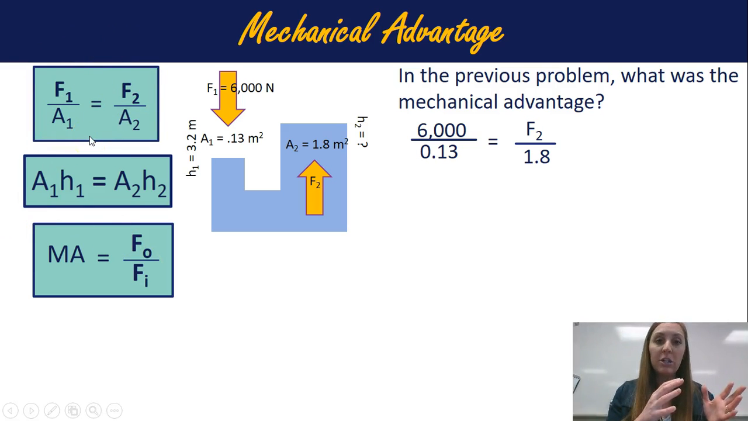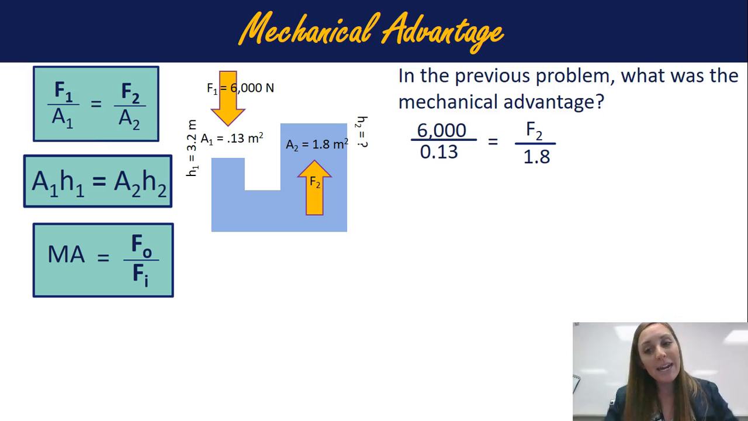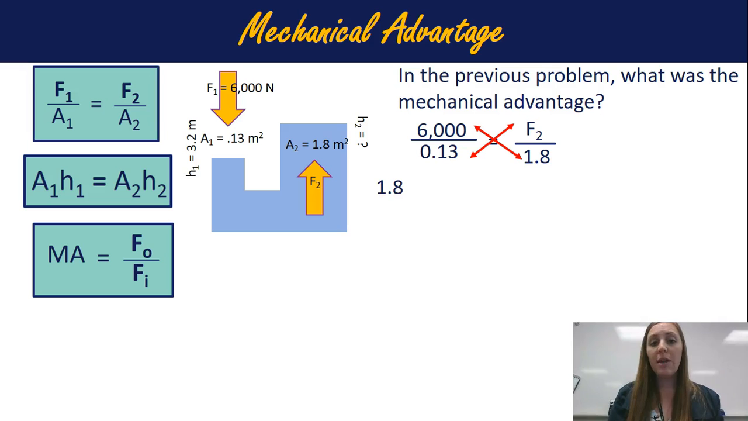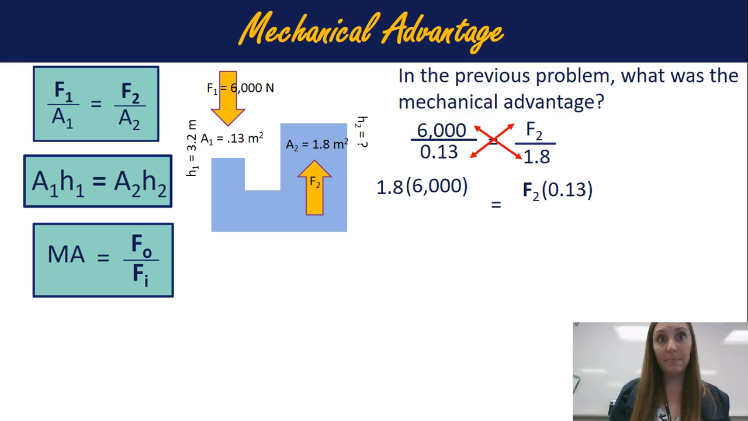I need to solve the top equation to find my output force, so then I can plug it into my mechanical advantage formula. If you have two fractions set equal, always cross multiply. So that's going to leave me 1.8 times 6,000 equals force 2 times 0.13. I know my equal sign is in a little weird place. You'll see why in 2 seconds. So I am going to get force 2 by itself. To do that, since I'm currently multiplying force 2 by 0.13, I have to divide by 0.13. So there you go. Those two will cancel. And whatever you did on the right, you have to do on the left.